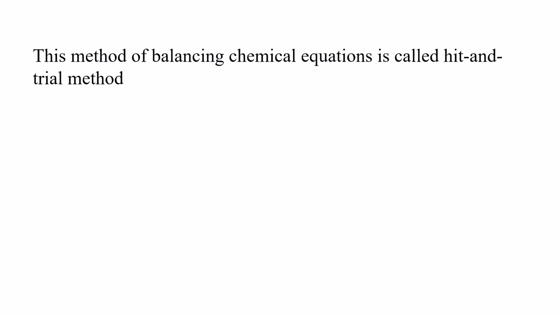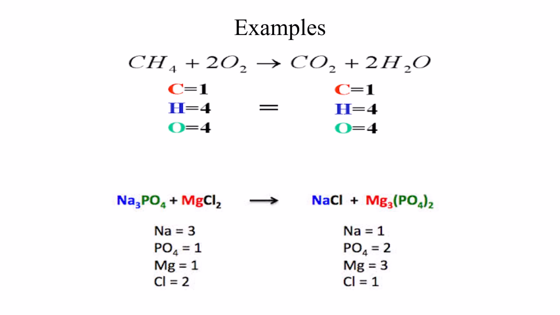Now, this method of balancing chemical equations is called the hit and trial method because we make trials to balance the equation by using the smallest whole number coefficient. Here you see two complex chemical equations. The first equation is balanced while the second equation is not balanced.